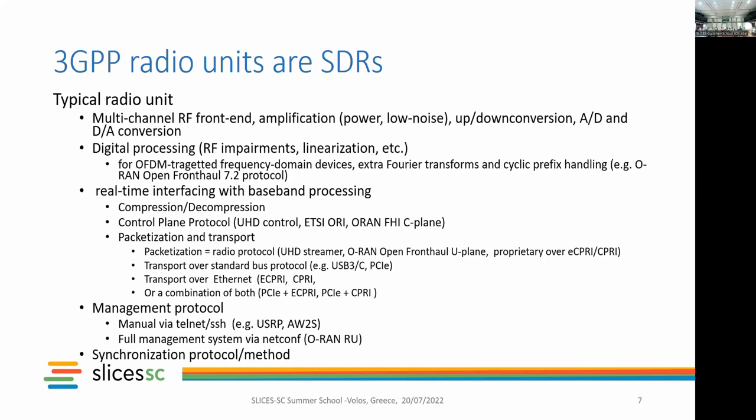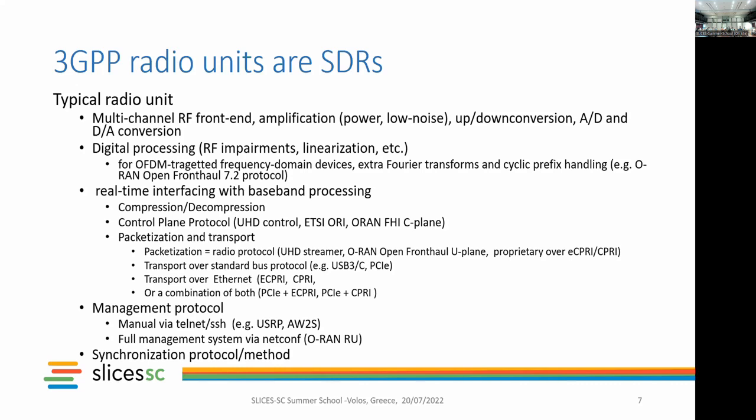So this is what you would have in terms of digital processing. You most definitely have some form of real-time interfacing with baseband processing, compression, decompression in some cases, and a control plane protocol. UHD has a control plane protocol under the hood. Some devices use ETSI-ORI, and more recently, the O-RAN fronthaul control plane. These are all examples of control plane protocols.